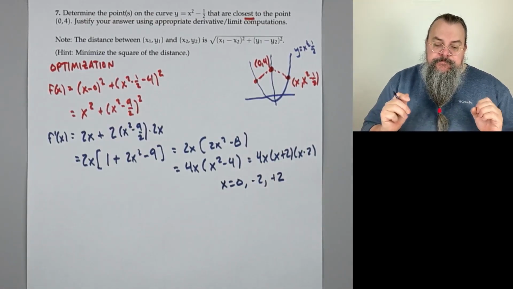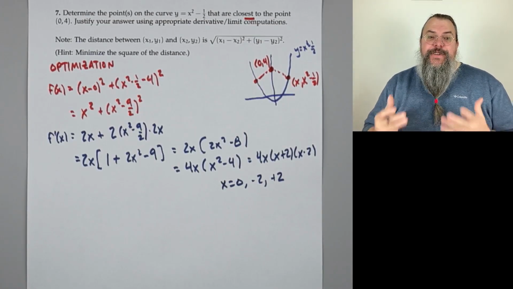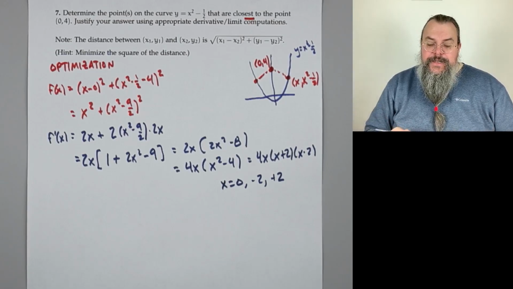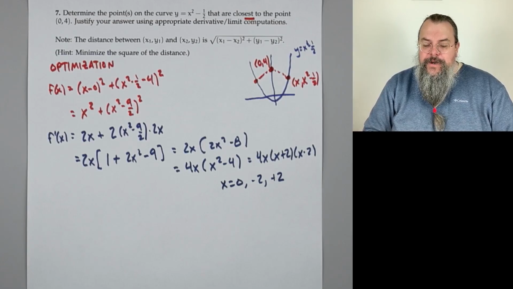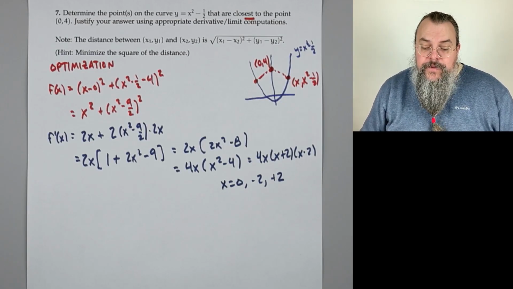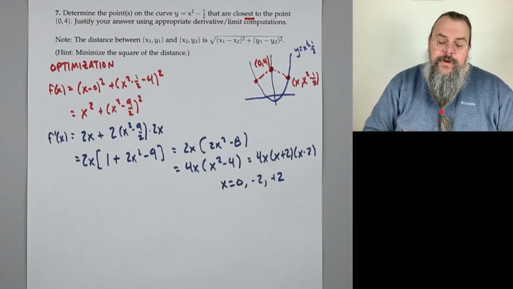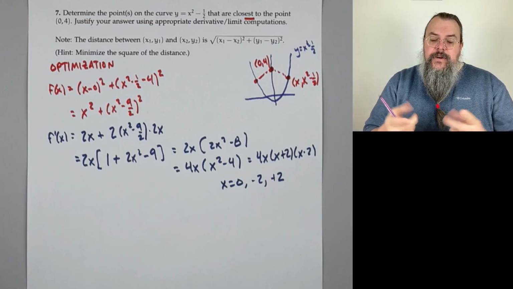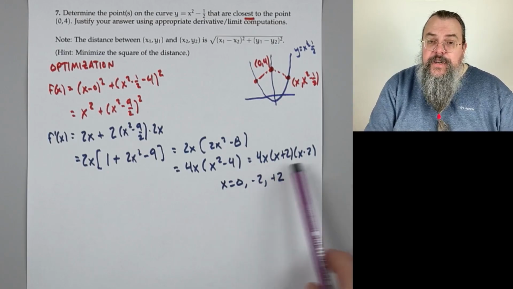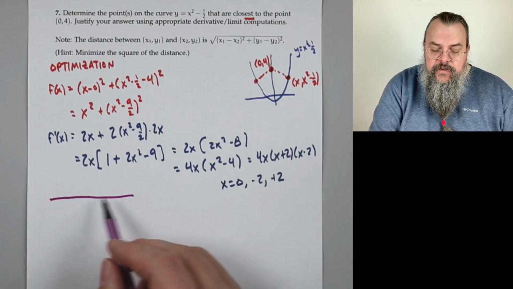All right. So, which values of x are the right values? Well, how do we figure that out? What we can do is some sort of appropriate derivative computation. So what is that? We can use a first derivative test or a second derivative test. And we have our first derivative is actually pretty nice. So let's go ahead and just do a first derivative test.